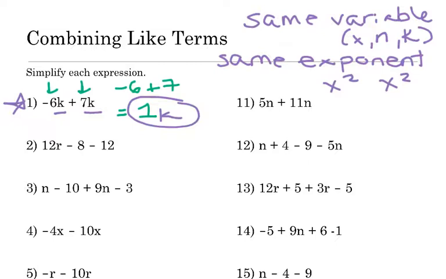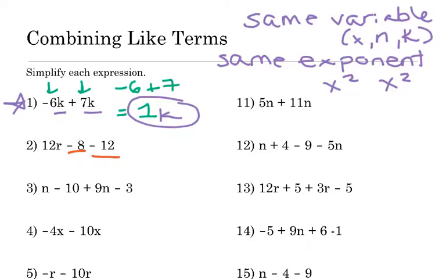I will go downwards. So now I'm looking at 12r minus 8 minus 12. So now there's 3 different terms, 12r, negative 8, negative 12. Not all of them are like terms, right? I only see one term that has a variable at all, r. None of the other terms have r's. So instead, you look for what you can combine. And I notice that both negative 8 and negative 12 have no variable.